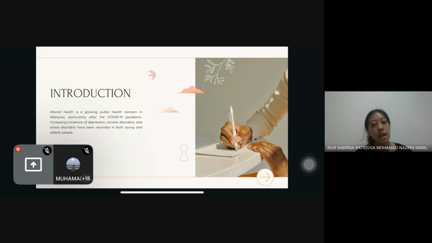Now, mental health is becoming a growing public health concern in Malaysia, especially in the aftermath of the COVID-19 pandemic. We've seen a rise in mental health issues such as depression, anxiety, and stress disorders, which affect people across different age groups from the youth to the elderly.